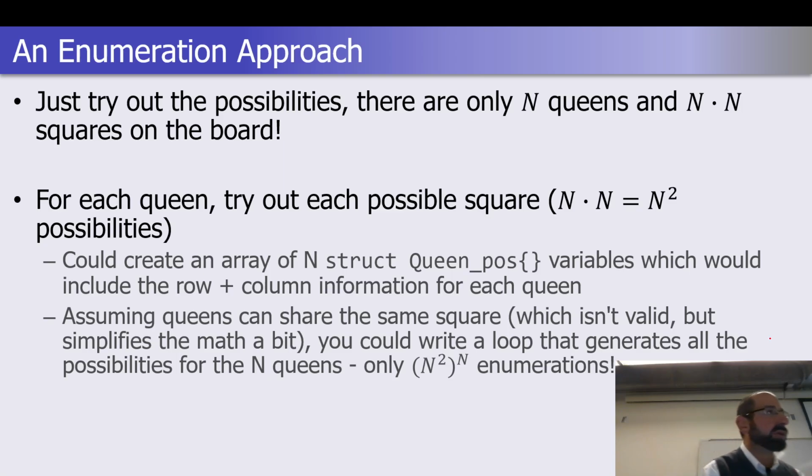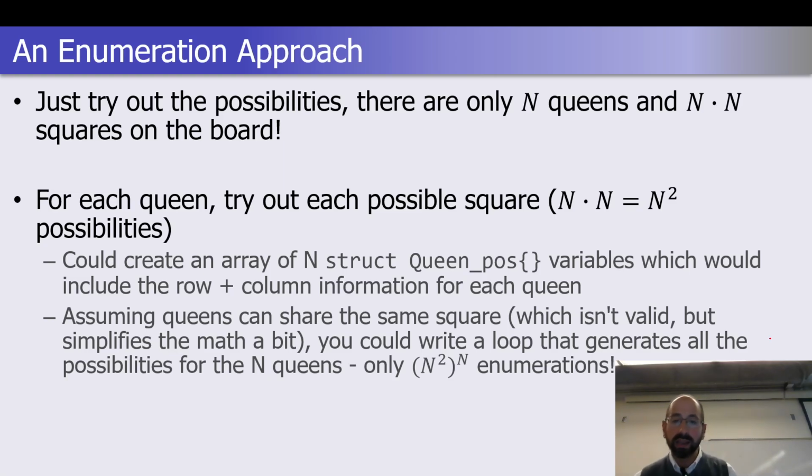The way that works in terms of the enumerative space there, though, it's actually kind of painful. There's n squared possibilities. We could create a data structure called something like queen position that would store the row and the column information for each queen we'd like to place. We then have an array of size n of those structures that would allow us to set the values of those row and column informations. Assuming that 2 queens can share the same square, you could write a loop that just generates all the possibilities for those n queens. N squared spots for n independently placed queens. That's n squared to the nth power enumerations.